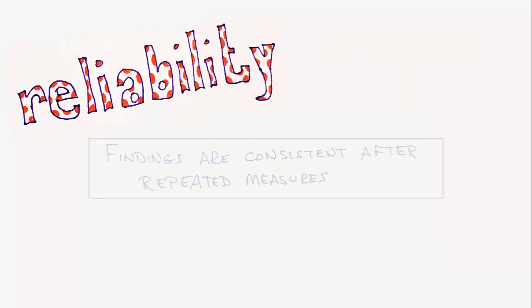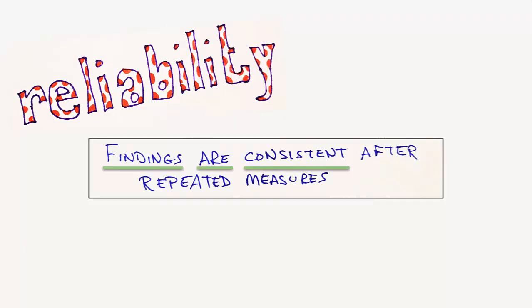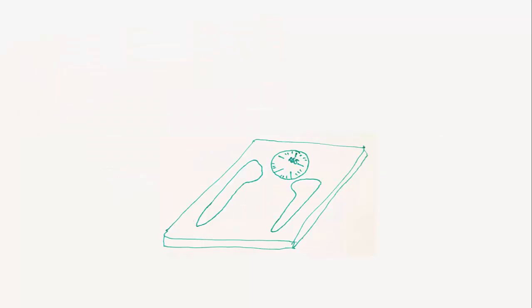There are many forms of validity, which will be discussed in other videos. Your research is reliable if the findings are consistent after repeated measures. Again, there are multiple forms of reliability, which will be discussed in other videos. We can use a scale to demonstrate the differences between the two.